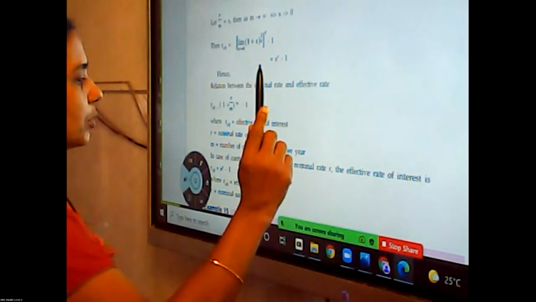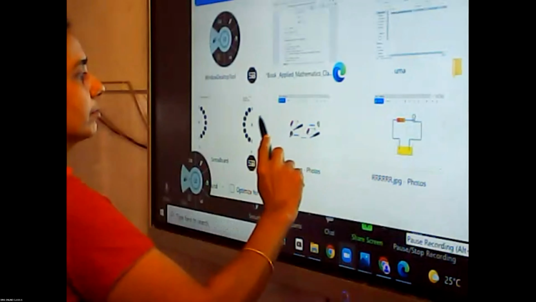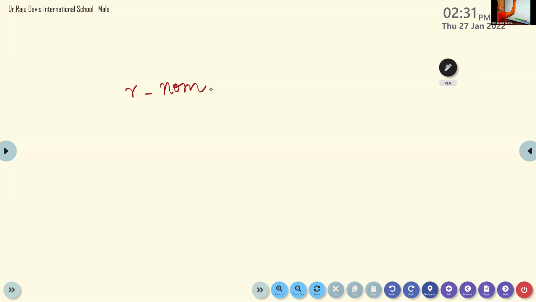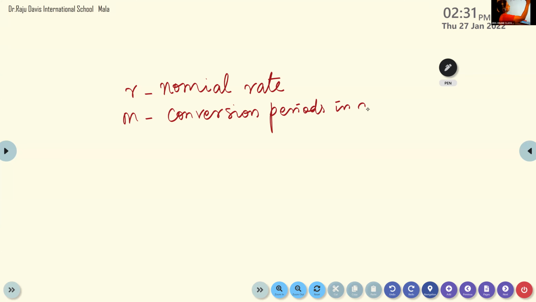Okay, take the notebook and write down. Suppose R denotes the nominal rate. M denotes the conversion period, how many periods in a year. In a year, how many periods are there? So suppose it is M.